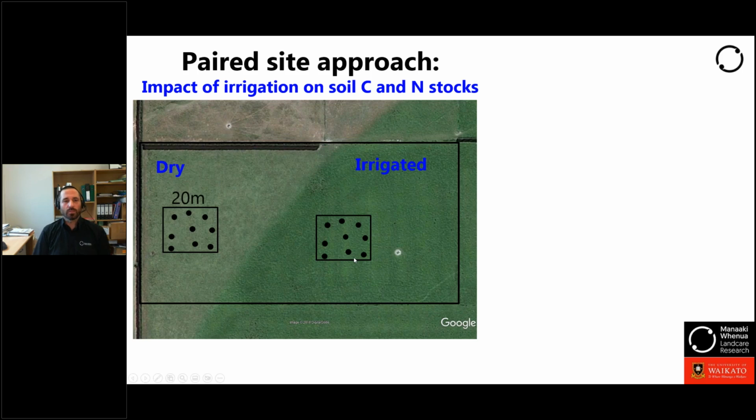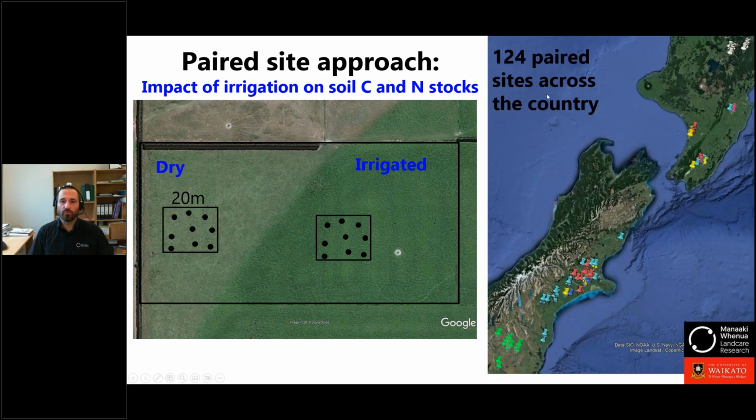So just a quick snapshot of the study on the impact of irrigation on soil carbon and nitrogen stocks. This is the study design here. We had dryland, unirrigated areas and irrigated areas, and we tried to find those in the same paddock, although that wasn't always the case, but the majority were. We took 9 soil cores from each of these areas down to 60 centimetres, divided into 10 centimetre increments, and analysed them for total carbon and nitrogen. We did that at 124 paired sites across the country, and you can see the distribution here from the Pumice, Reporoa, Galatea, through to central Otago.